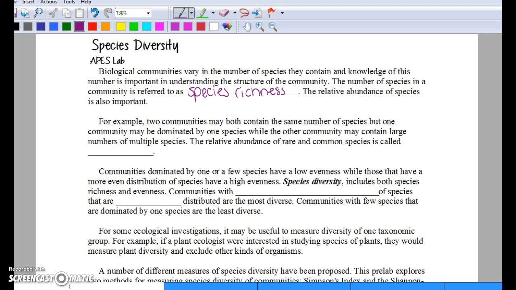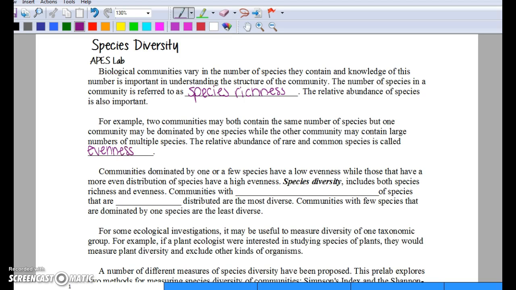And the relative abundance of species is also important. So for example, you've got two communities, both of them may contain the same number of species, but one of those communities may be dominated by one species, while the other community may have a bunch of different types of species. The relative abundance of rare and common species is called evenness.